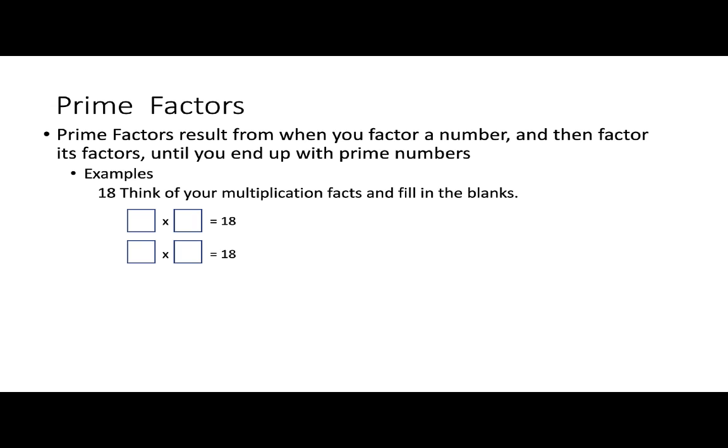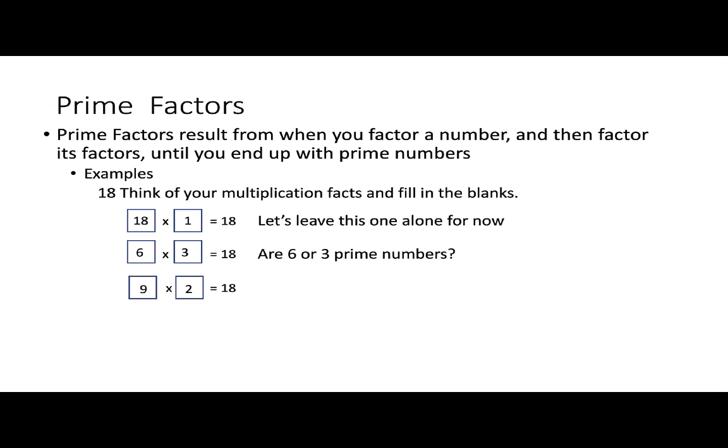Okay? 18 and 1 is one of them. 6 and 3 is another. Oh, there they are. 9 and 2. So obviously 18 is not a prime number because it has other factors besides 18 and the number 1. But now let's take the factors that we came up with and see if we can factor those. Let's ignore the first one and just deal with the second one. So we've got 6 times 3 equals 18. So are 6 or 3 prime numbers?